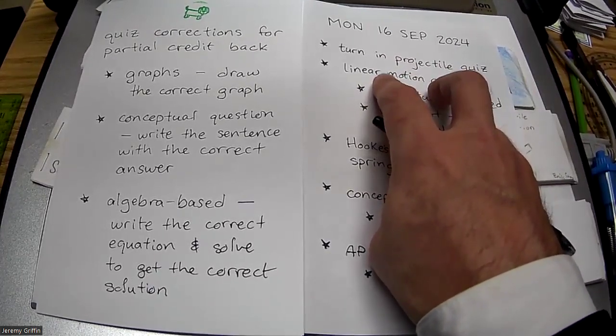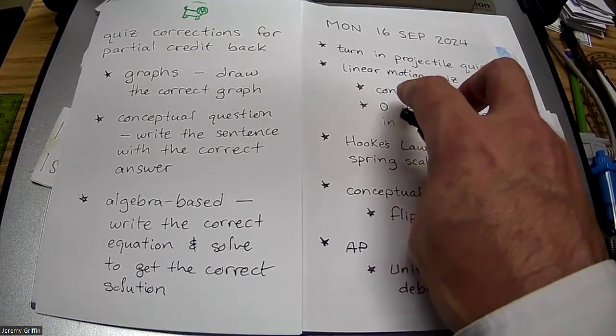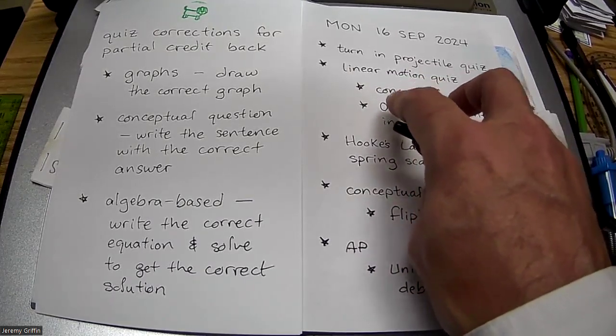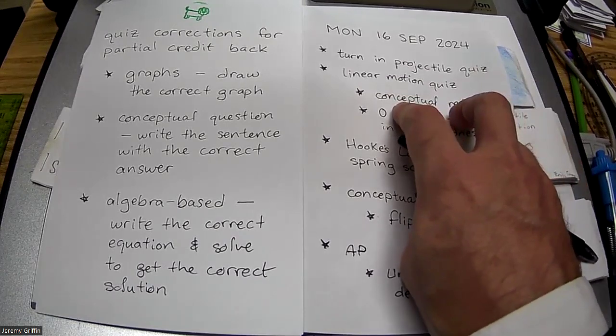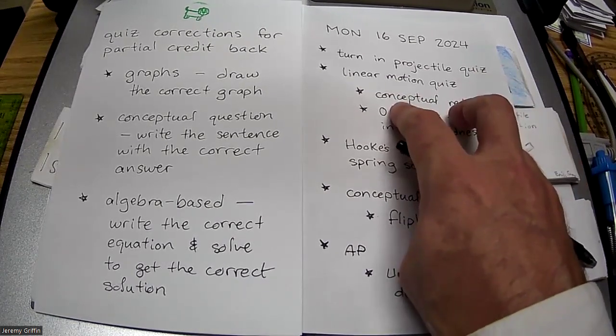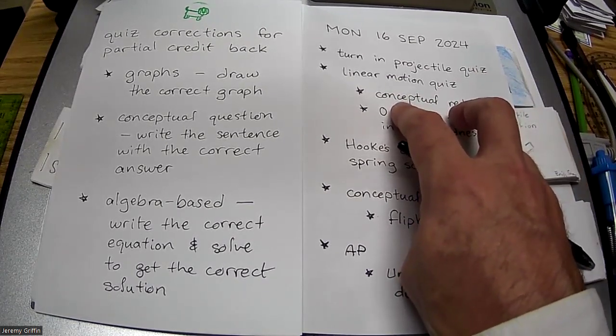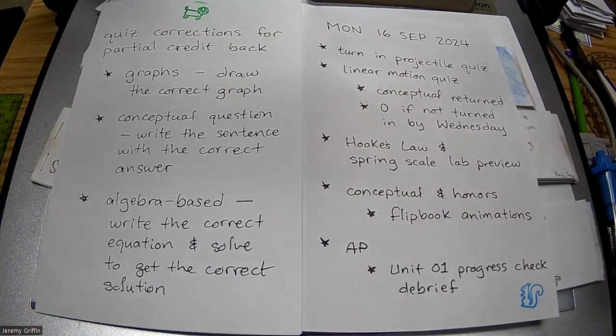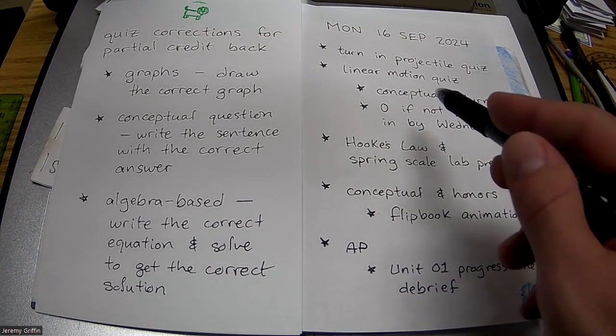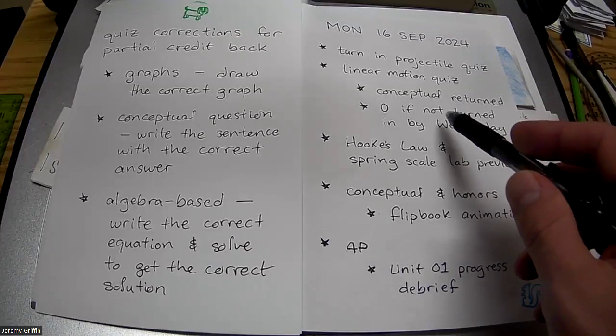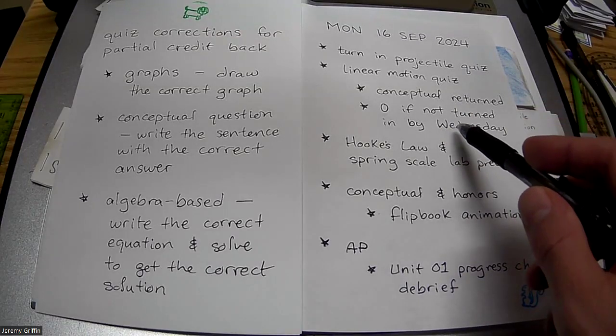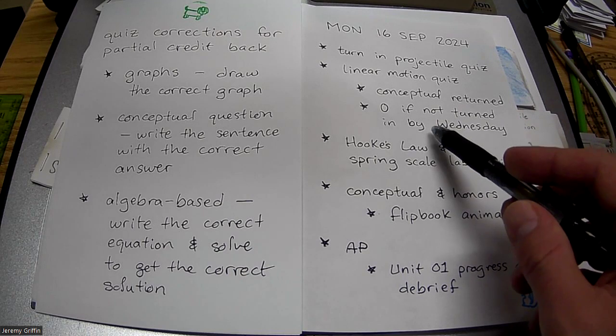All right, linear motion quiz. This one you guys turned in a couple weeks back. So here's the update on that. I have three different types of classes. My conceptual students, every single student has turned in the quiz at this point, so I've been able to give those back. They got the right answer circled. But my other classes, my honors classes, my AP classes, I'm still waiting on a few to be turned in.